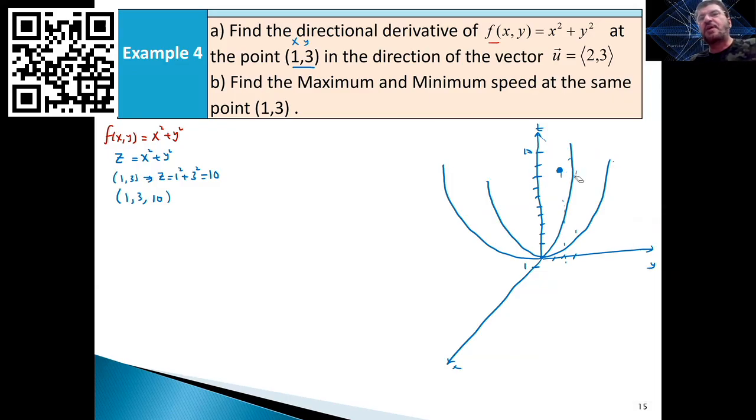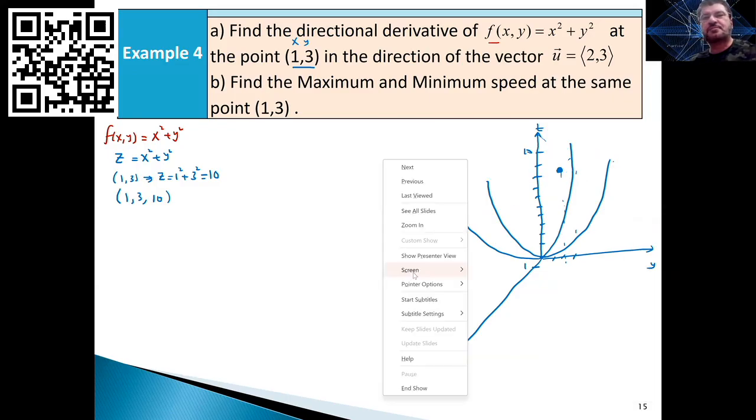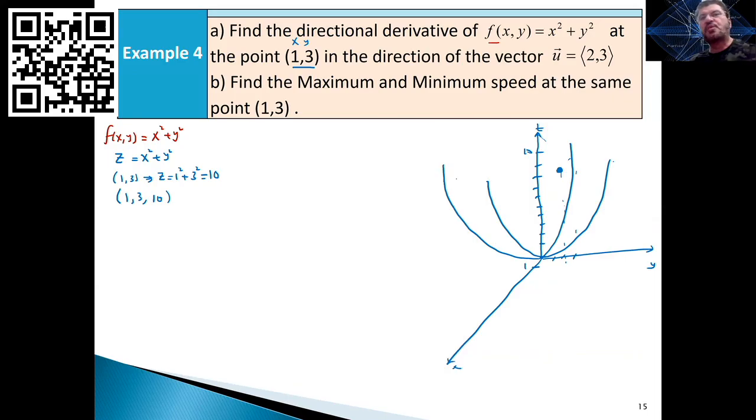So if we go a little bit up higher, I'm going to go with my graph a little bit higher, guys. So the graph will look like this. I just took it a little bit up so I can see where I am on the surface. I'm here. What's this point? This is 1, 3, and 10. So the object is now at this point on the surface.